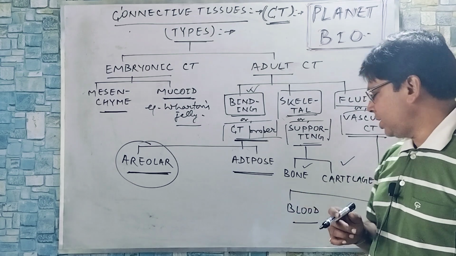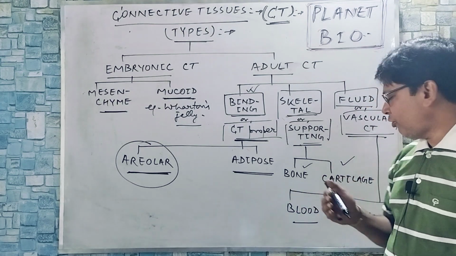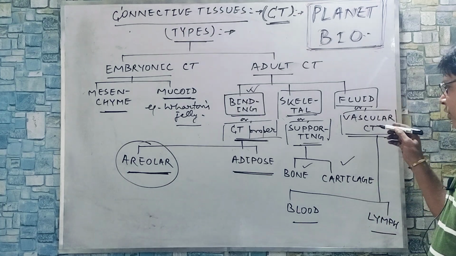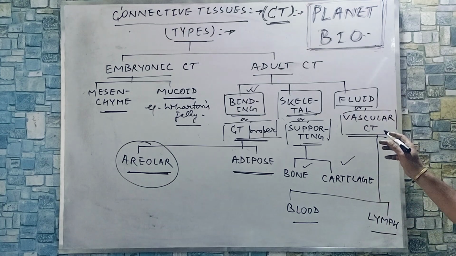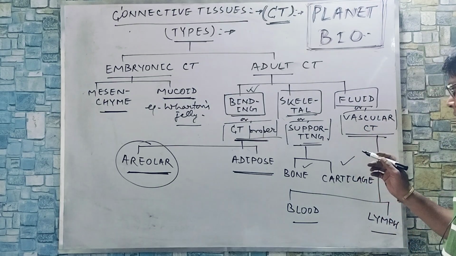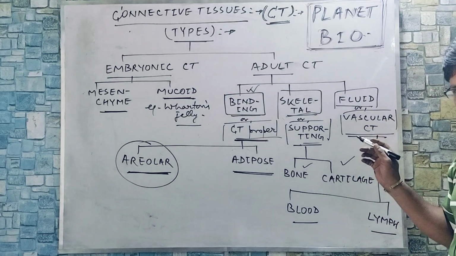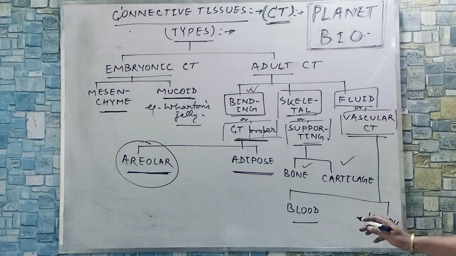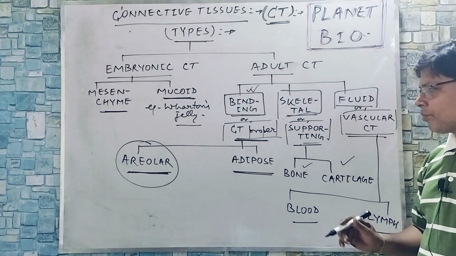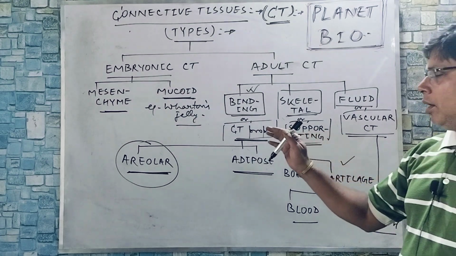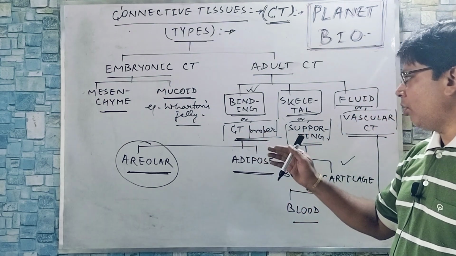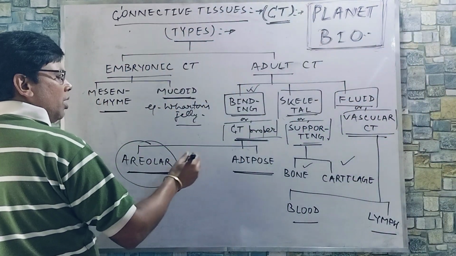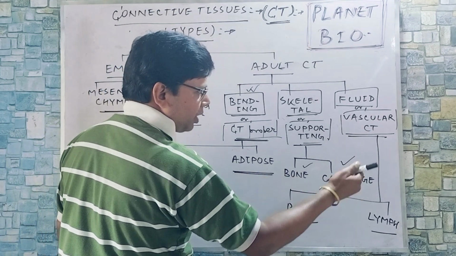Bones are hard and rigid. Cartilage is elastic but firm, supporting in nature to bone. Then comes fluid or vascular connective tissue, and it is without fibers. This is devoid of fibers, and it is further grouped into two, blood and lymph. Okay. Now we have to make a detailed study of each one, like binding, skeletal, and fluid, meaning areolar, adipose, bones, cartilages, and then blood and lymph.